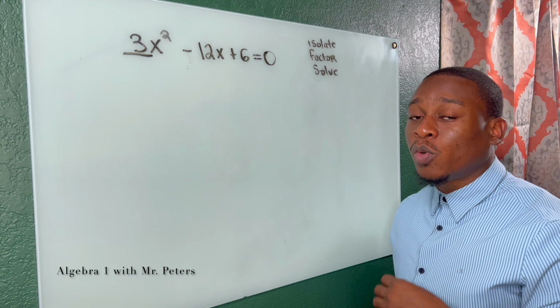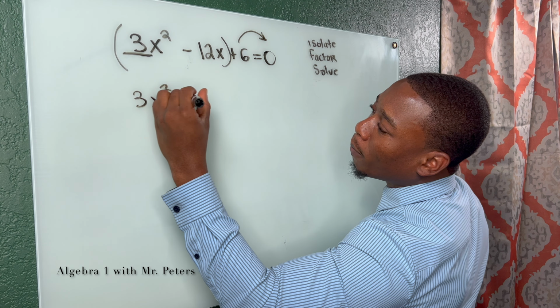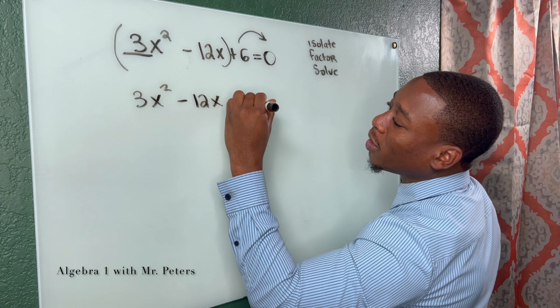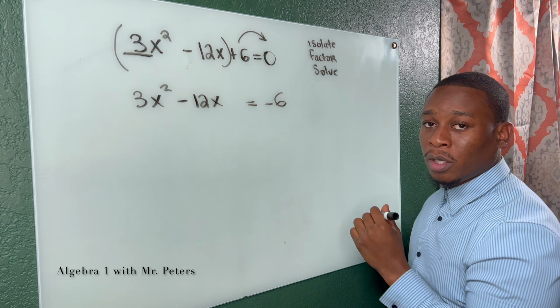So we're going to isolate the variables, right? So I know I want that one side by itself. So we're going to subtract 6 and move it to the other side. So now I have 3x² minus 12x is equal to negative 6.